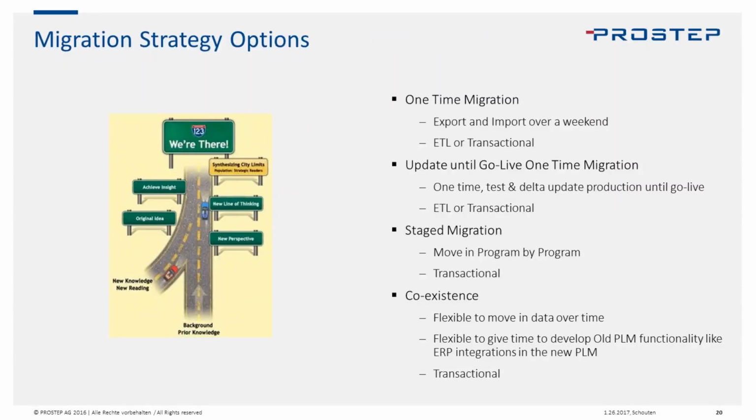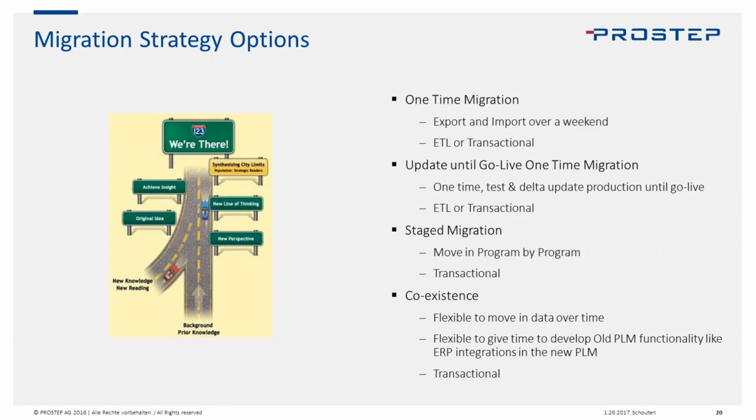So, kind of updating, and a strategy option. This one-time migration, you do it over a weekend. We could do this transactionally, or you can do this with an ETL. We have what we call an update until go live one-time migration. This is a test, and then retest, and then execute that initial migration, and then do a little bit of an update just before you go live. And so for larger data sets, or systems that have poor performance, typically this is a strategy that we can use, both ETL or transactional.